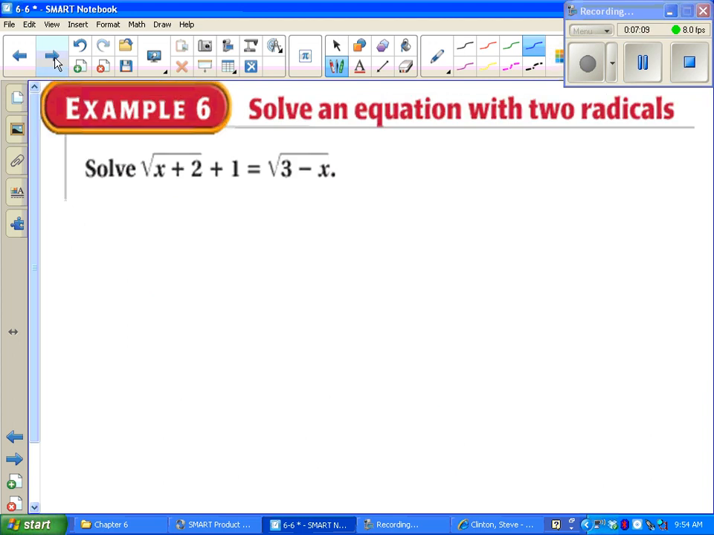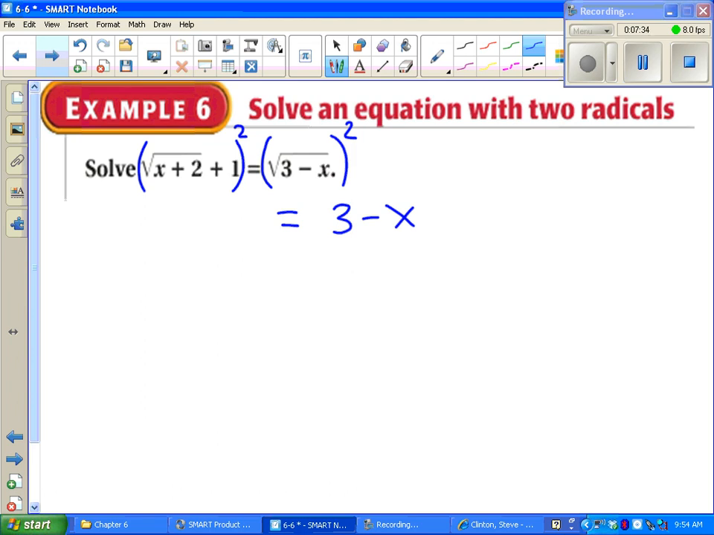Okay, this is a beast of a problem. We're going to have to square both sides twice. I wouldn't expect you to know that just by looking at it, but you'll see why as we go through. Once we square both sides the first time, that's not even that easy to do. The right-hand side is pretty nice. The left-hand side is a little complicated.